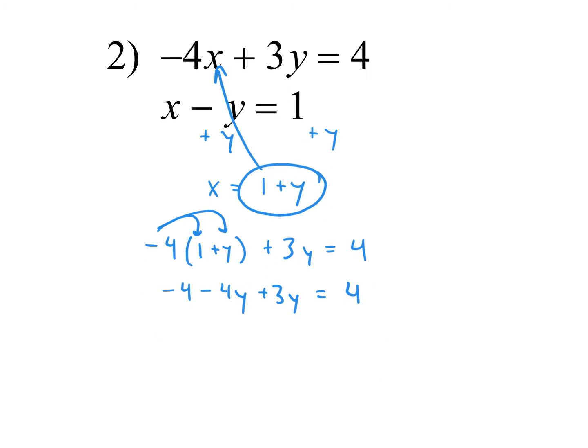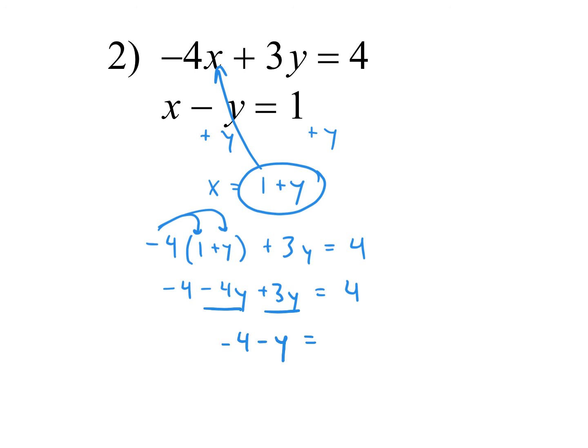What should I do next? Combine like terms. So I have negative 4y plus 3y. What would that be? Negative 1y. So negative 4 minus y is equal to 4. Then what should I do? Add 4 on both sides. So negative y is equal to 8. And then what?